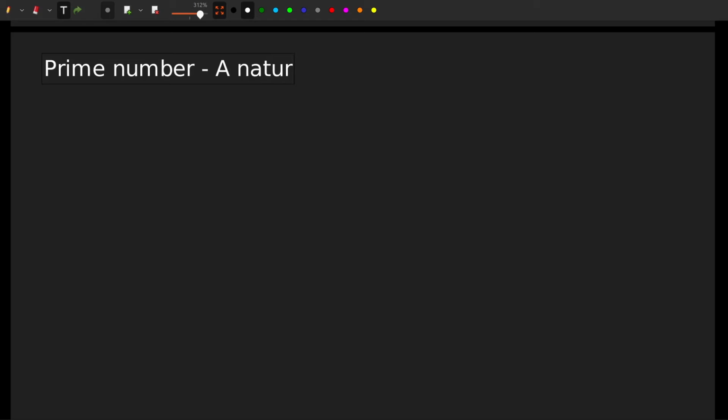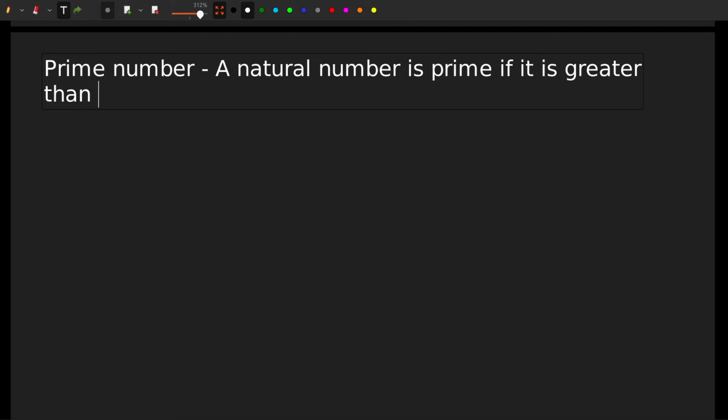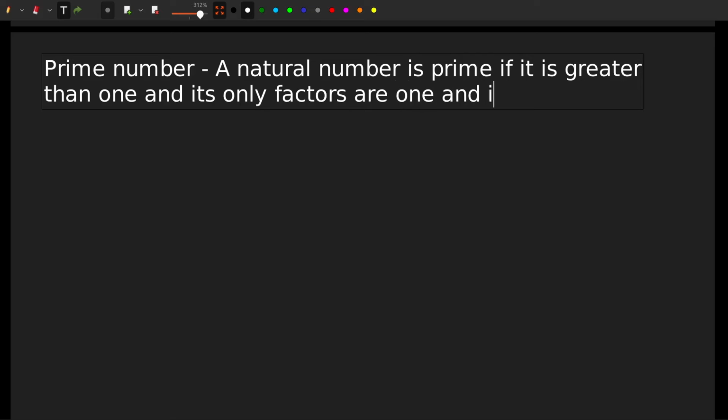It is stated a natural number is prime if it is greater than 1 and its only factors are 1 and itself. Okay?